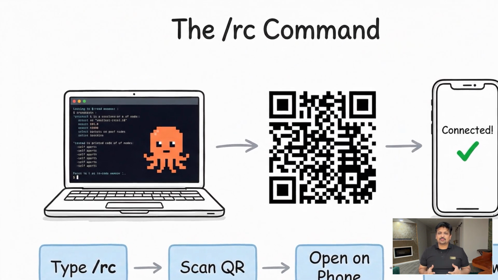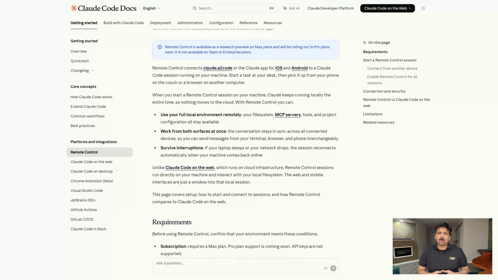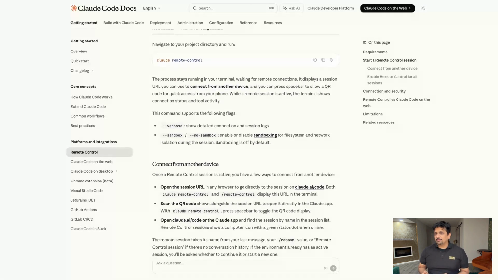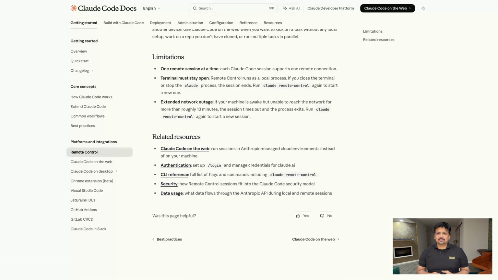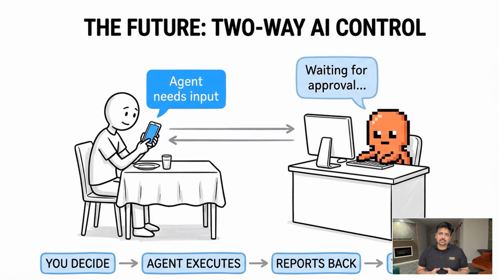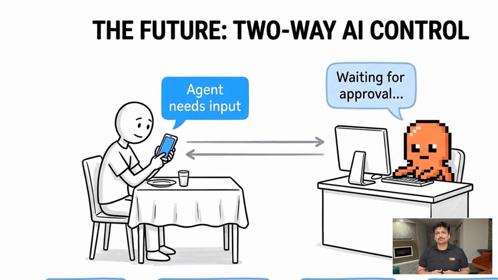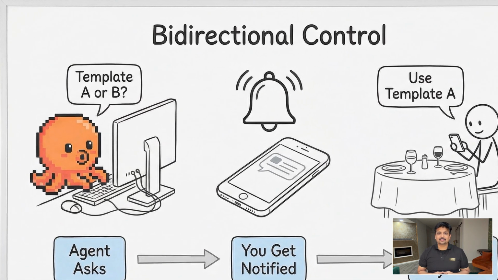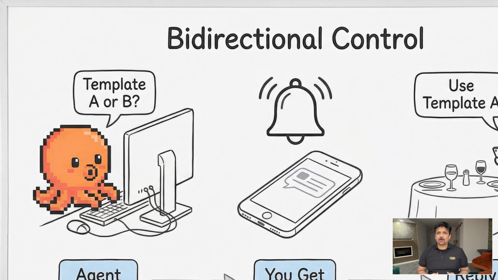Here's where we think this is going. Right now, remote control is read only. You watch, you monitor, you get visibility. But the next logical step is bi-directional control. You're at dinner, your agent hits a blocker, it sends you a message: hey, I need a decision here. You respond from your phone and it keeps going. That's async AI collaboration. Not AI as a tool you sit in front of, but AI as a team member that works while you sleep.